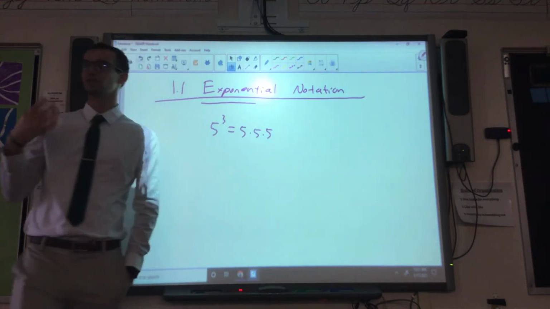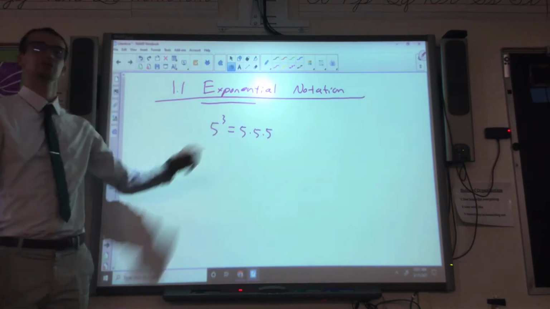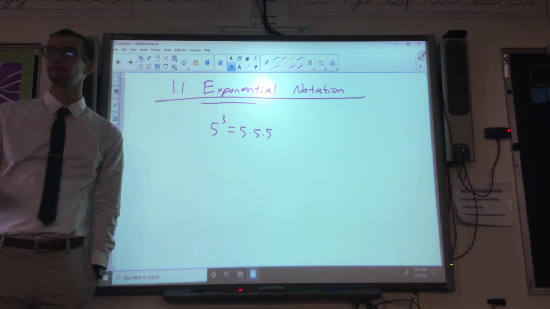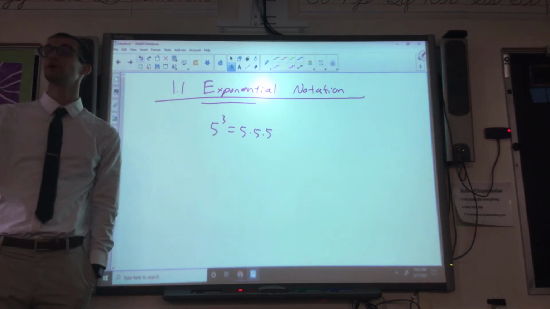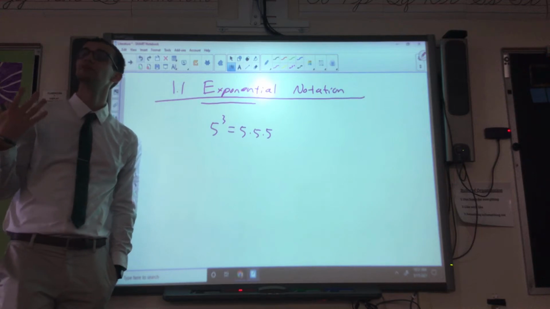What's another way that you would call it, if it's something to the third? 5 to the second power would be 5 squared. 5 to the third power is 5 cubed, yes.